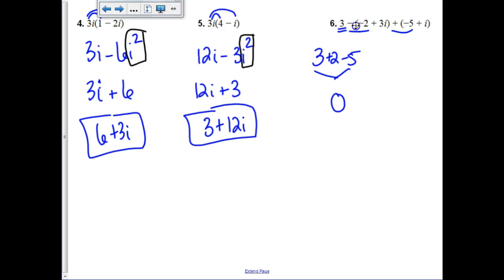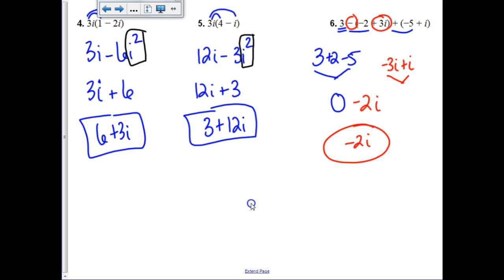As far as the imaginary components go, be careful here, guys. You are subtracting a 3i. So that's subtract 3i. And then later on, we're adding the 1i. So if I combine my imaginary components, I get a negative 2i. But once again, rarely will they say 0 minus 2i. Most of the time, they'll just say your answer is a negative 2i. Questions regarding those 3?